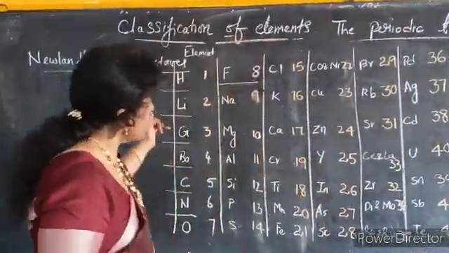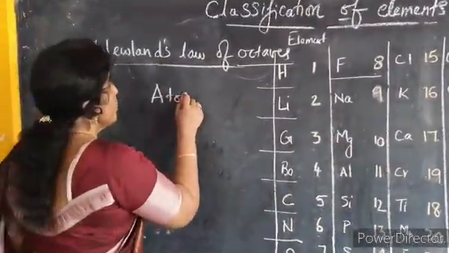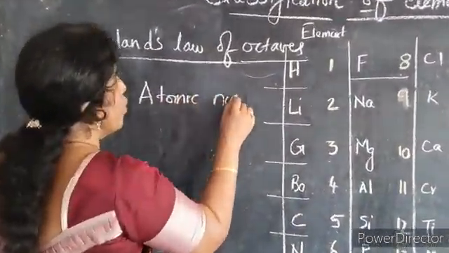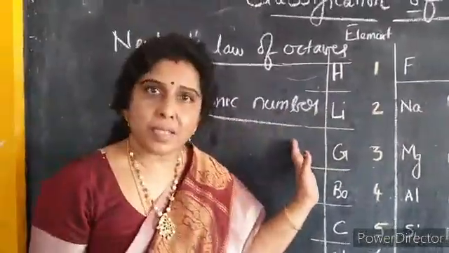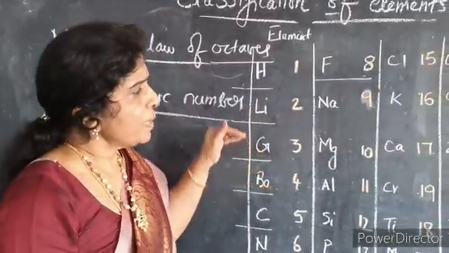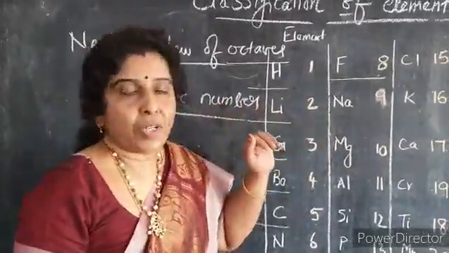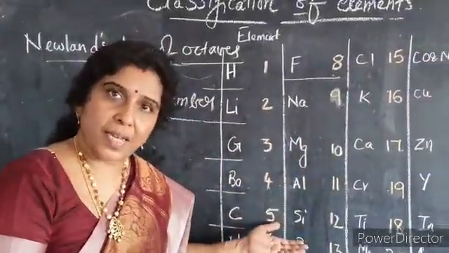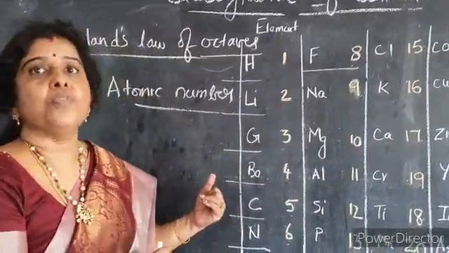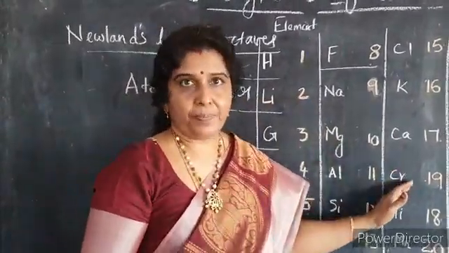Now, Newlands is the first one to introduce the concept of atomic numbers. He had given atomic numbers to the elements, but unfortunately his predictions, or whatever he had published, were accepted neither by the scientists nor by the Journal of Chemistry, though he had contributed his best.